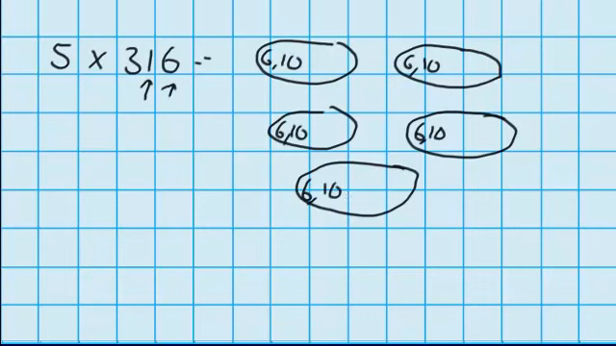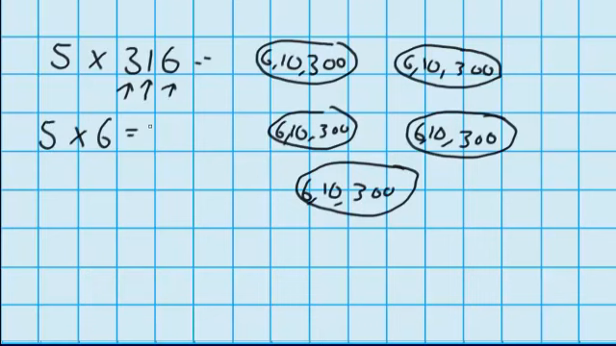And now I've just got the hundreds left. I can see that I have 3 hundreds, or 300. So I'm going to add 300 to all of my groups. Now I'm going to start with my ones. I've got 5 groups of 6, and 5 groups of 6 is 30. So I can cross out all my 6s. I've worked them out. Now I'm going to move on to my tens.